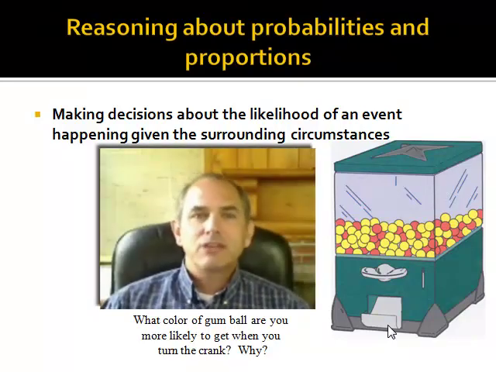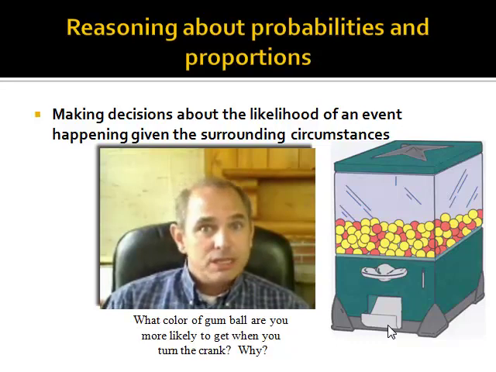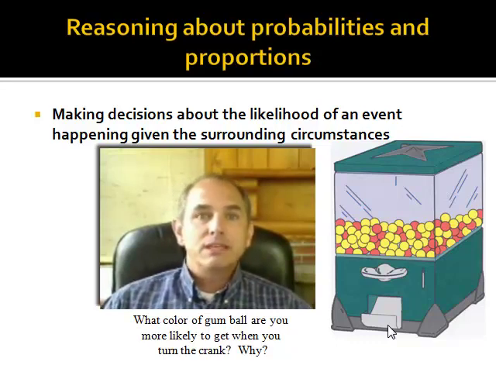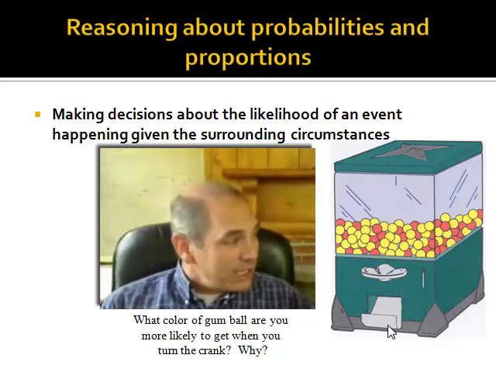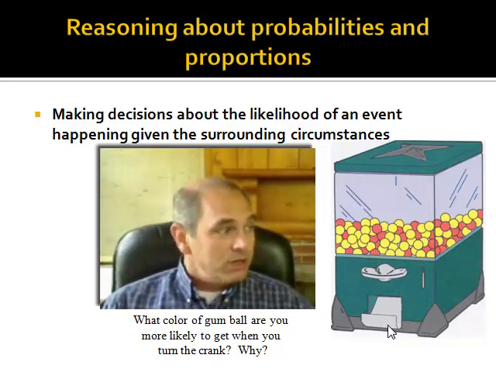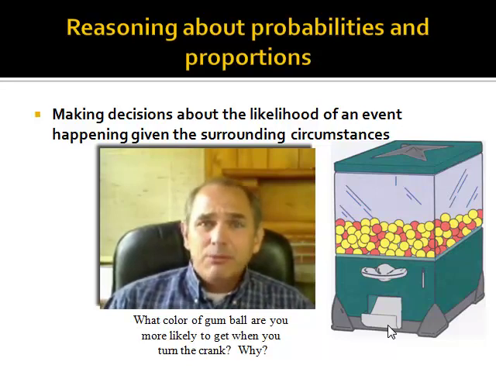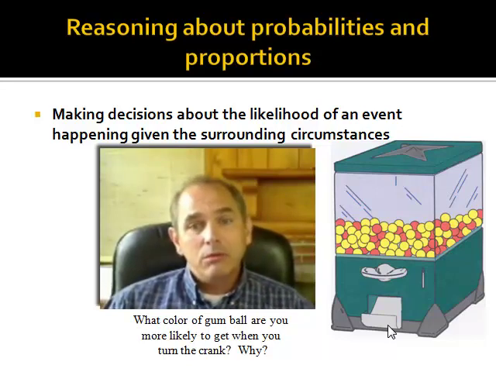The last section is reasoning about probabilities and proportions. And what they're trying to do with this is take this gumball machine, for instance. This gumball machine has more, apparently it has more yellow than it has red. So if we ask students, which one are you more likely to get? They're probably going to say yellow.